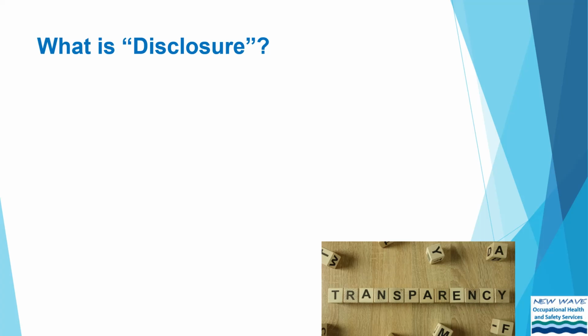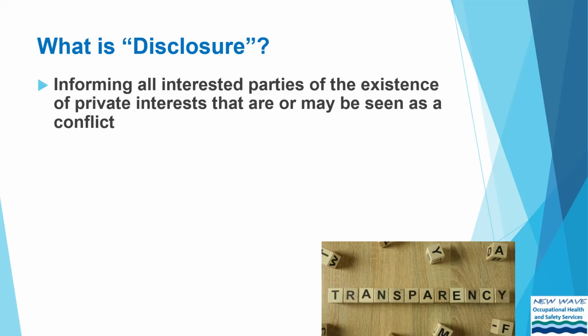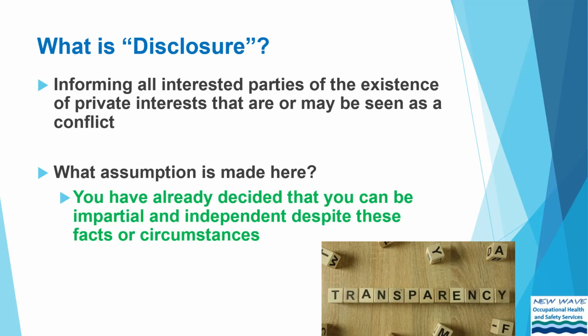So what is disclosure? Basically, it is telling everyone in advance of any private interests you may have on an issue that are, or may be seen to be, a conflict of interest. As you are disclosing things here, what implicit assumption is being made? Well, we are assuming that you personally have considered the issue and that you believe you can carry on and be impartial despite the conflict.